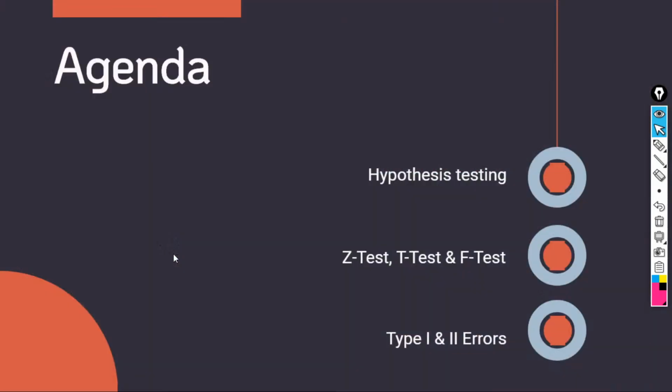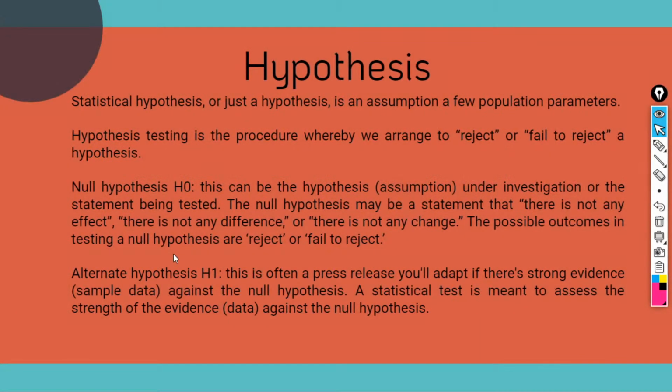Now let's quickly understand what our agenda for today is. First, we are going to learn what is hypothesis testing. Then we will move on to different types of tests in hypothesis: Z test, T test, and F test. Then we will finally move into the error understanding: what are the different types of error that can possibly occur in hypothesis testing, and what will be the impact if a particular error happens. With that said, first let's understand what is hypothesis.